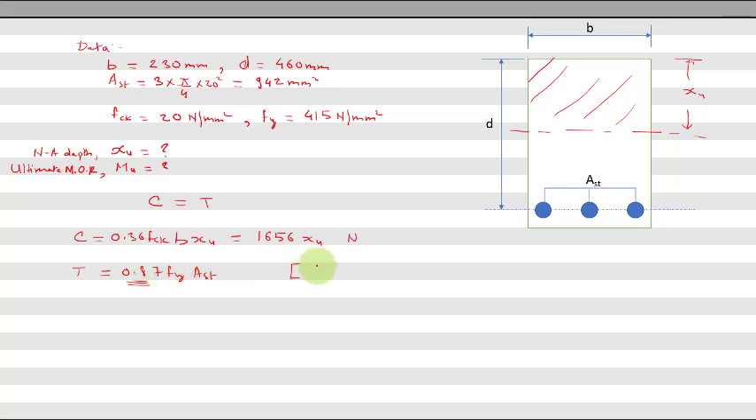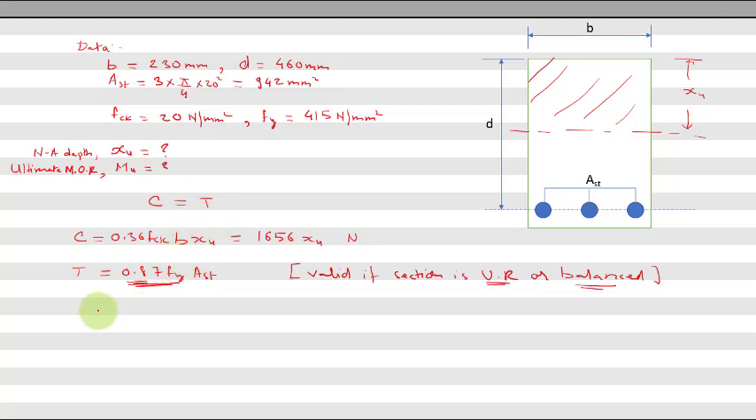So this is valid if the section is under reinforced or balanced, because if the section is under reinforced or balanced, my stress in steel can be 0.87 fy. If it is not, then the stress in steel will be fst. Right now I have assumed the section to be under reinforced or balanced, so that's why for tension I have written 0.87 fy Ast.